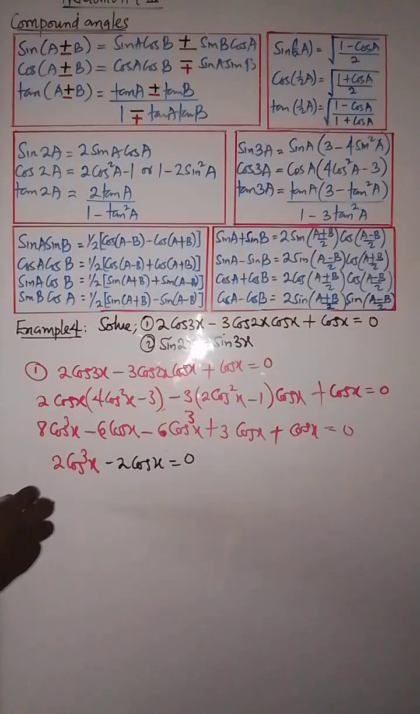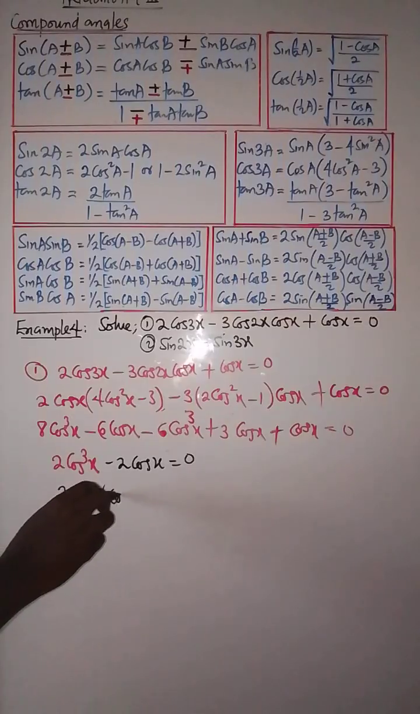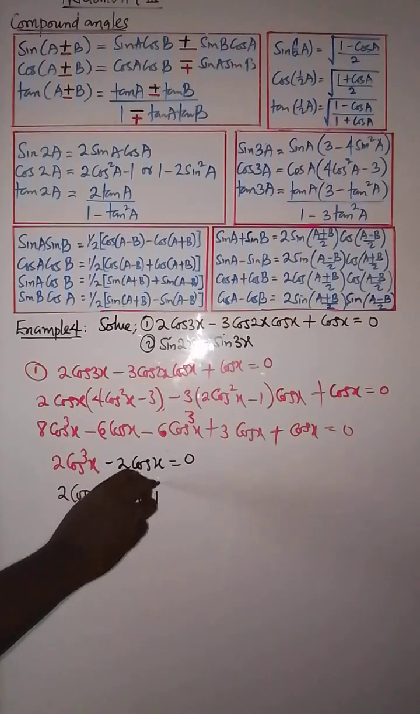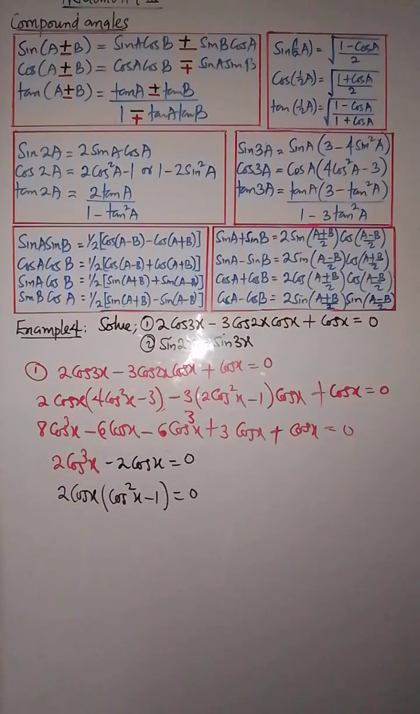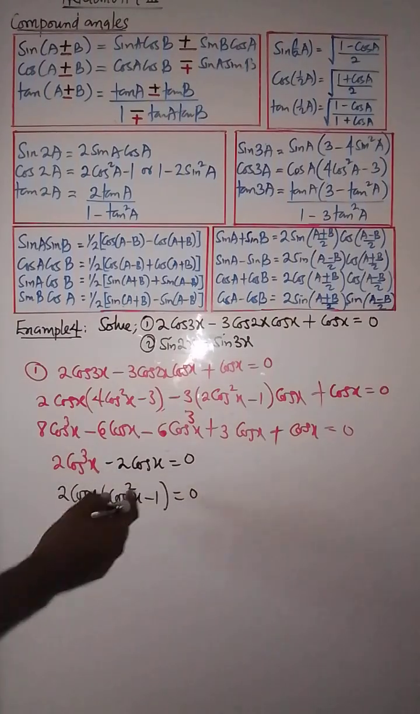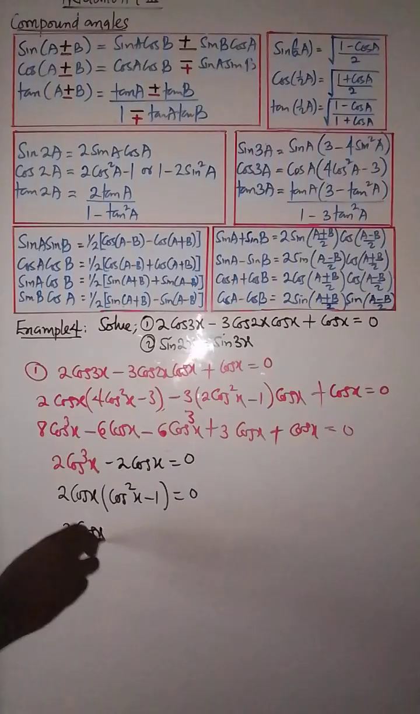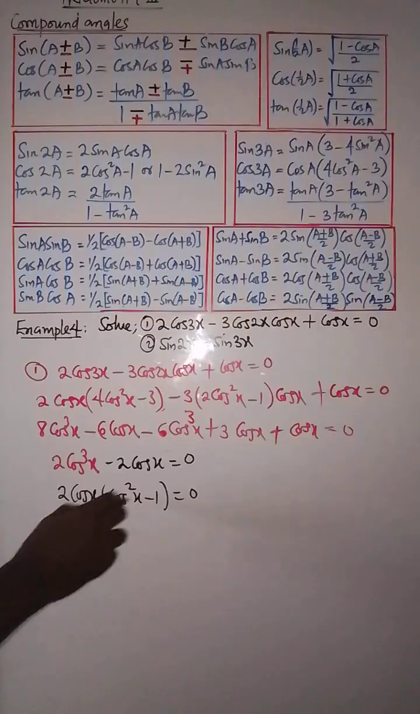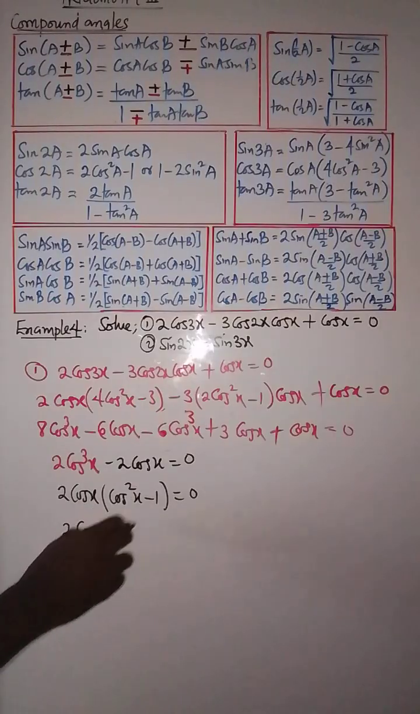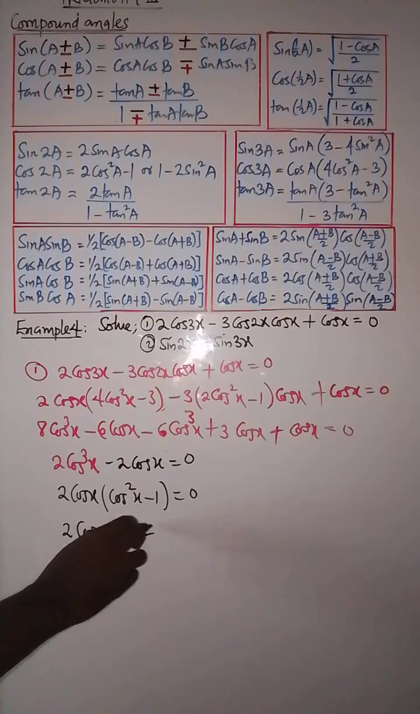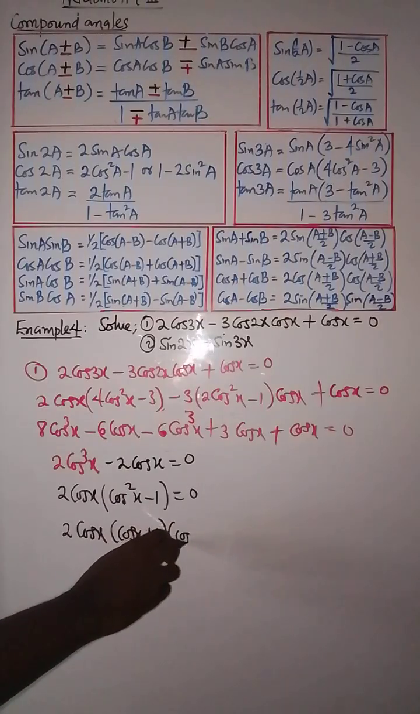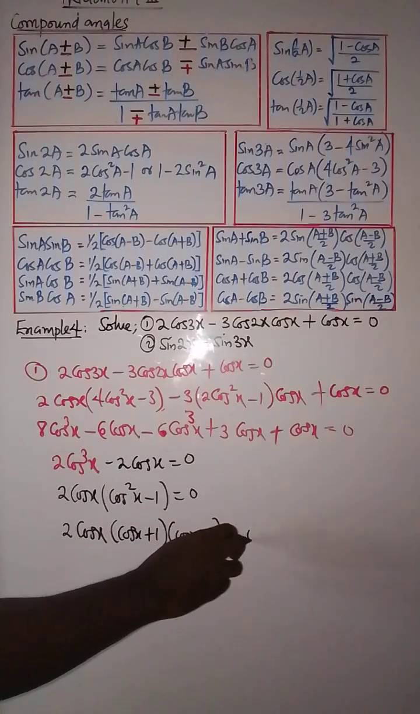So what can we do here? 2 cos x is common. If you bring out 2 cos x, you will let it what? Cos square x minus 1 equals to 0. Yes, bring out 2 and cos x. So from here, this is what? 2 cos x multiply by what? Everything here can be written as difference of 2 squares. Cos x plus 1, cos x minus 1 equals to 0.